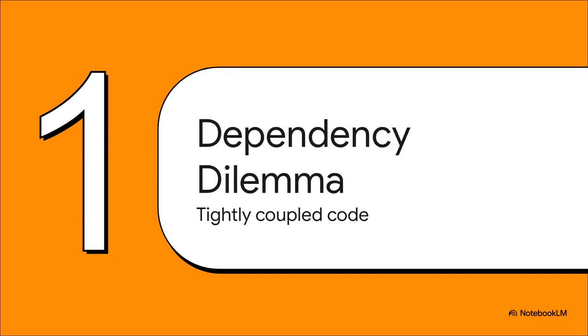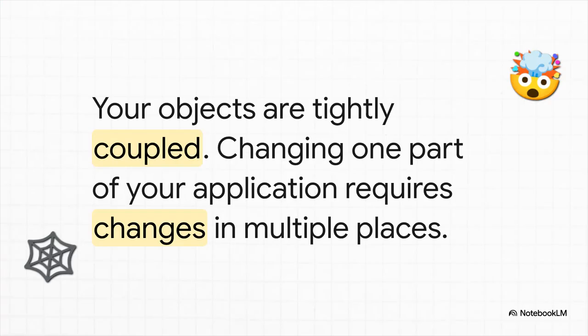Okay, first up, let's really get to the heart of the problem. In any piece of software that's even a little complex, objects don't just live on their own. Nope, they need to work together, they need to collaborate, and that right there creates dependencies. And this is exactly where things get messy.